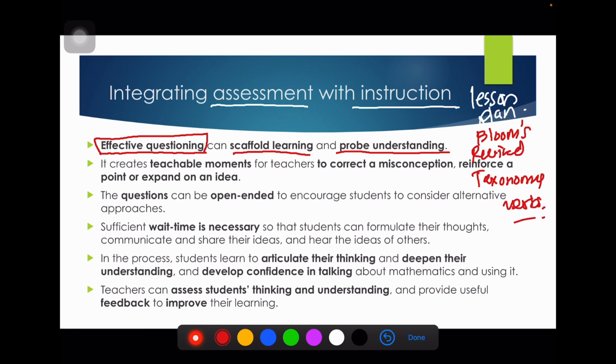Like, for example, how do you explain what happened when you use a ruler to measure the table? So that is a probing question. Then your students will need to answer and then they need to explain. This will create teachable moments for teachers. Teachable moments means that this is the moment where you would be able to identify whether there is a misconception.